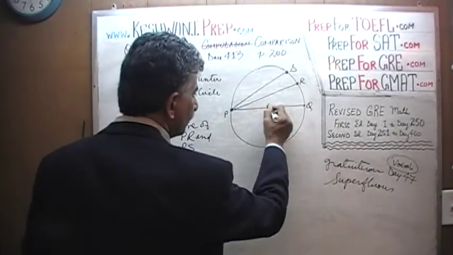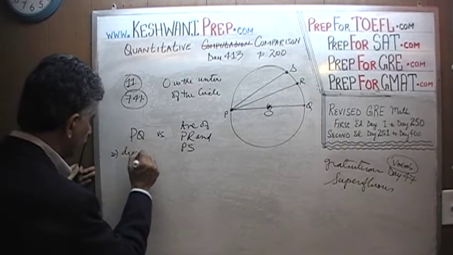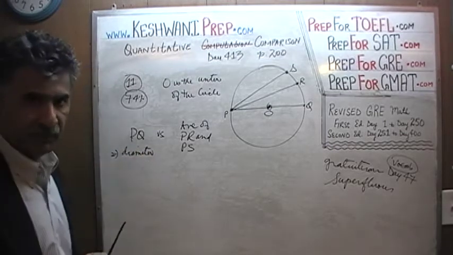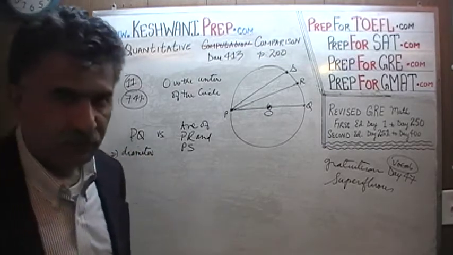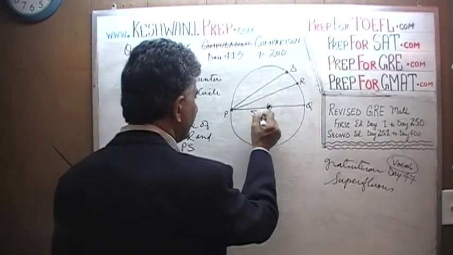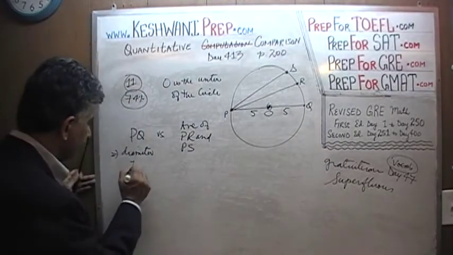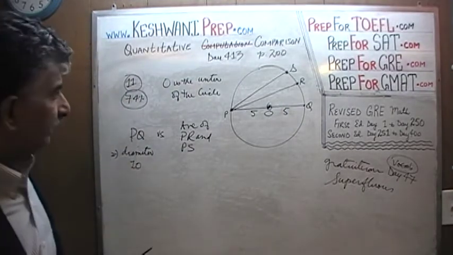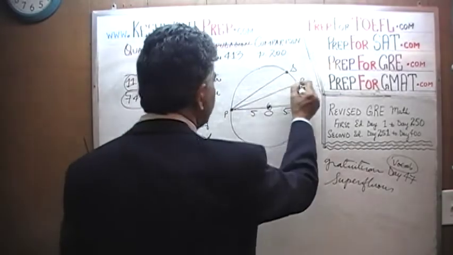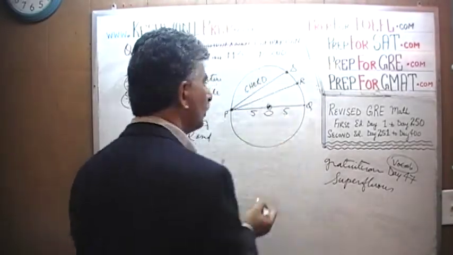Since P to Q goes through the center, that implies that PQ represents the diameter. Now if it makes it easy for you, you can just plug in numbers just so that it's easier for us to discuss. Let's pretend the diameter is 10. Let's pretend the radius is 5. The radius is 5, which means P to Q is 10. If P to Q is 10, then what do PR and PS represent? PR and PS represent chords.